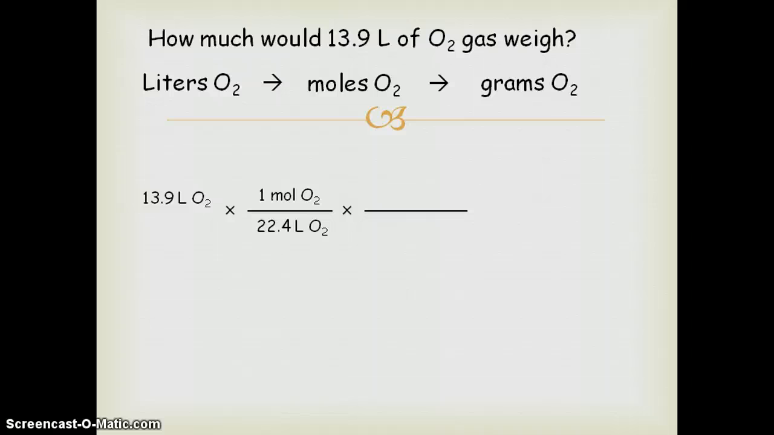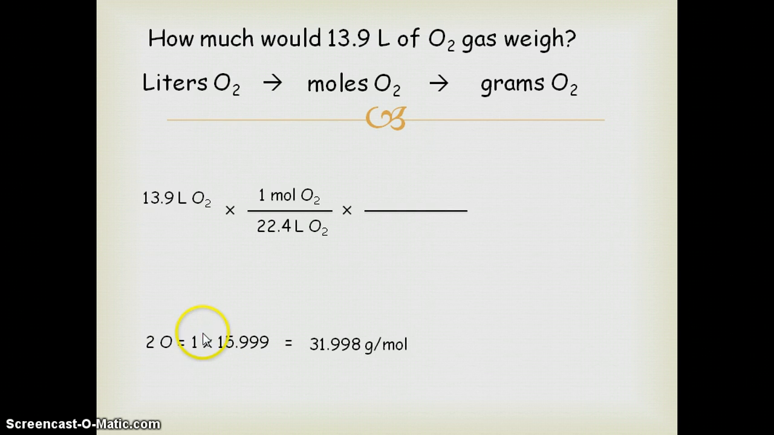So we need to go back to our vodcast number 2 where we discussed molar mass. And so we need to define the molar mass of oxygen, how many grams of oxygen there are in a mole. So we have O2, which is two oxygens. One oxygen is 15.999 grams. We need to multiply that by 2.